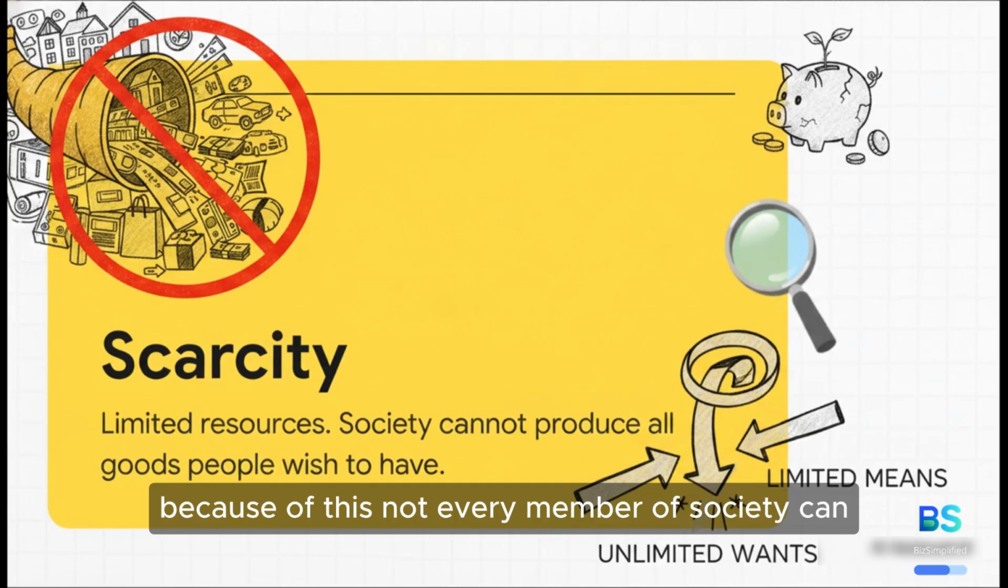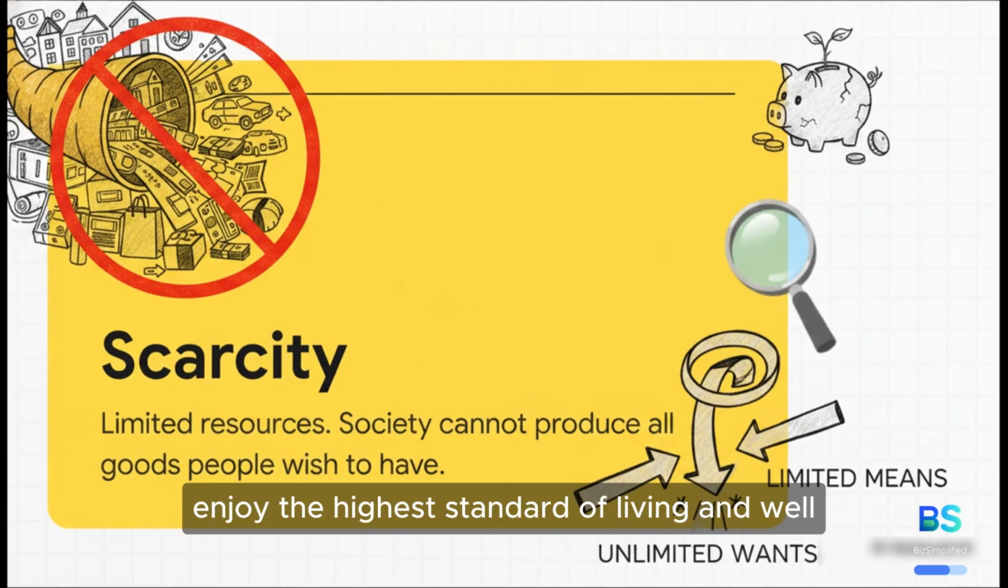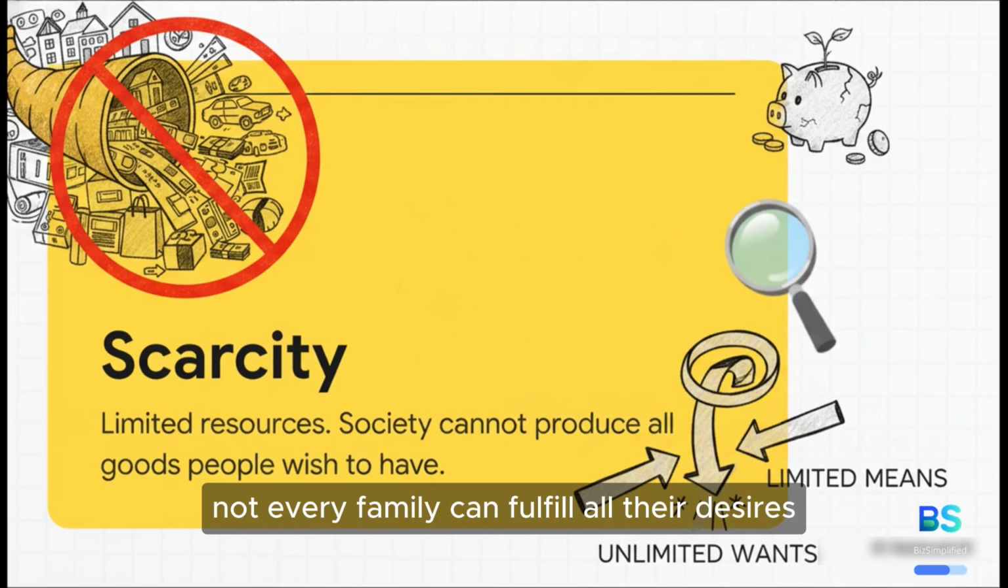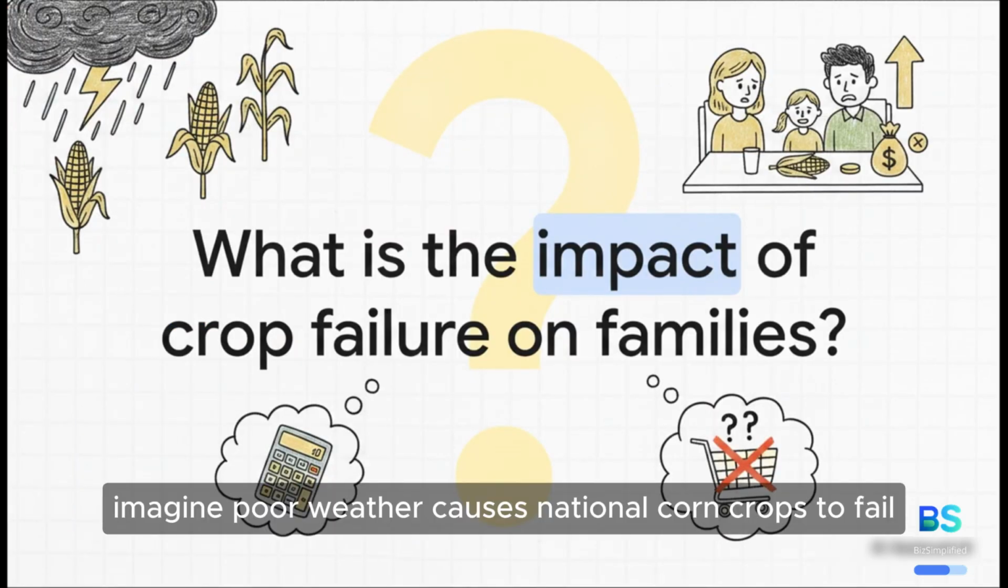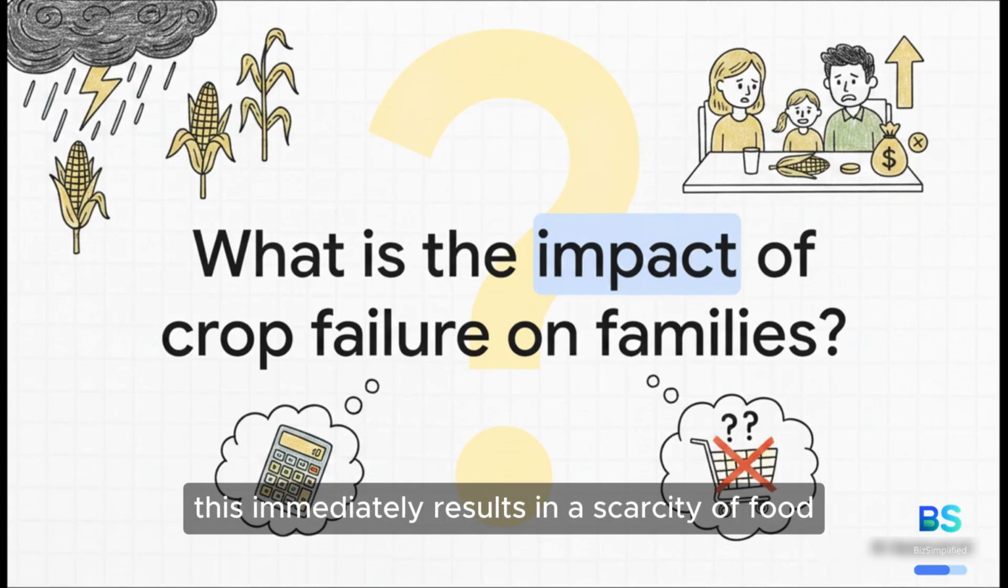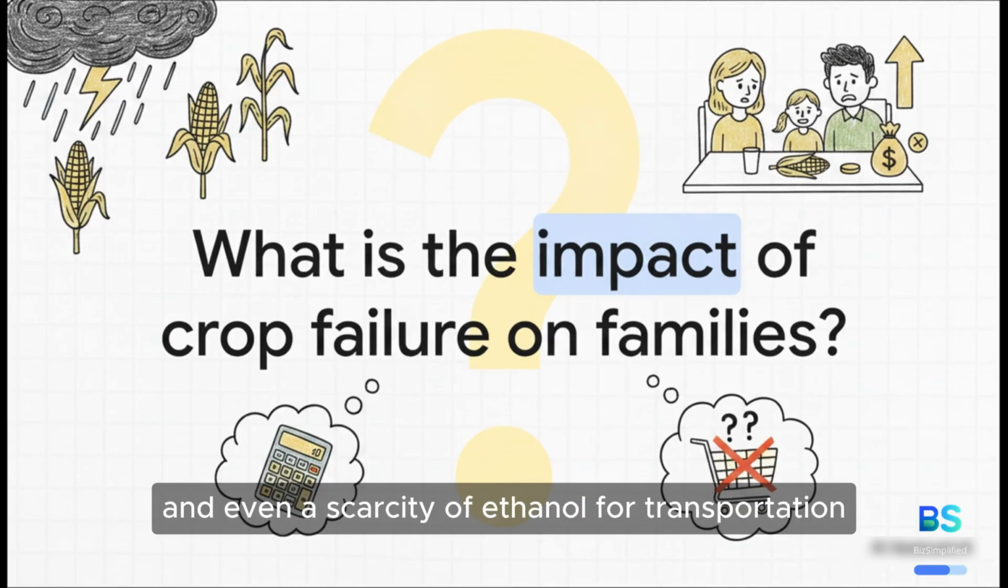Because of this, not every member of society can enjoy the highest standard of living, and not every family can fulfill all their desires. Let's make this highly practical. Imagine poor weather causes national corn crops to fail. This immediately results in a scarcity of food and even a scarcity of ethanol for transportation.